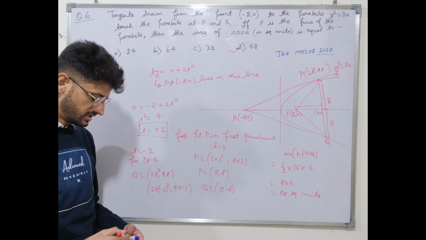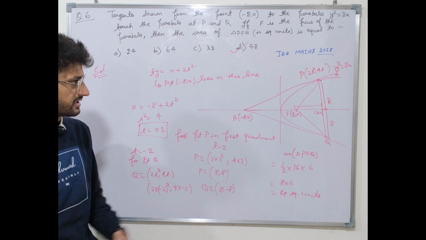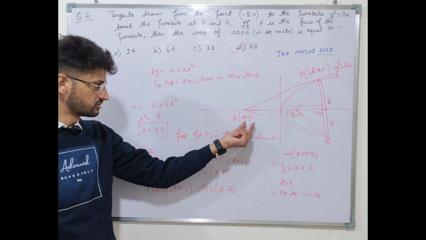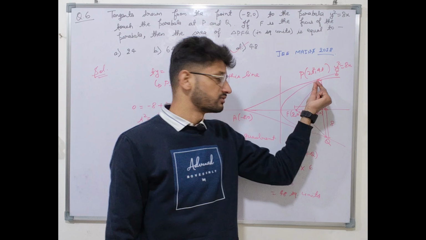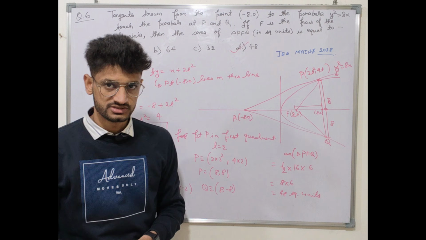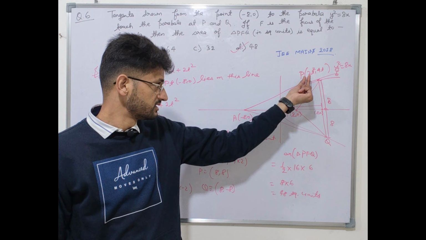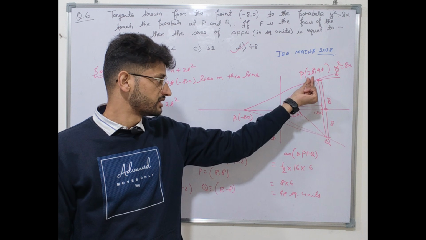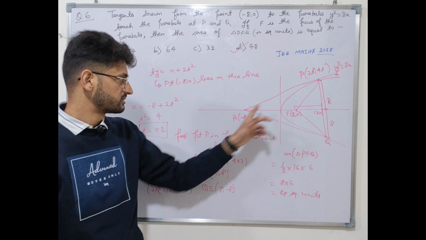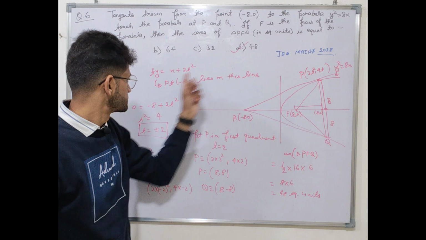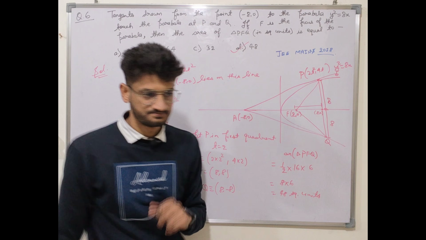So what we have seen here: we have been given that tangents are drawn from the point (-8, 0). There will be two possible tangents as the point lies outside the parabola. We assumed a general point P on the parabola with coordinates (2t square, 4t). Now we can write the equation of the tangent at point P as ty equals x plus 2t square.